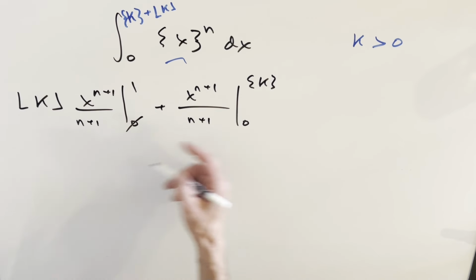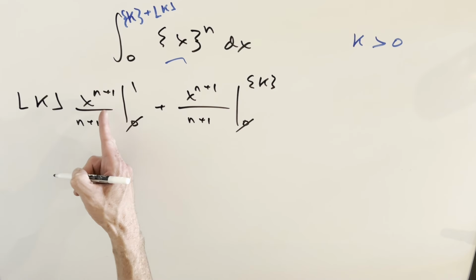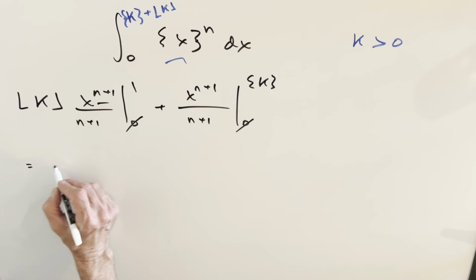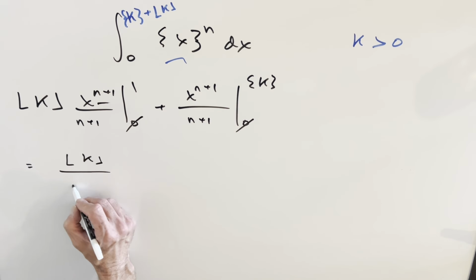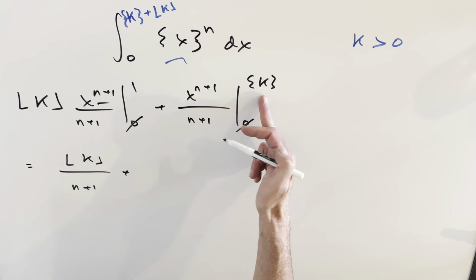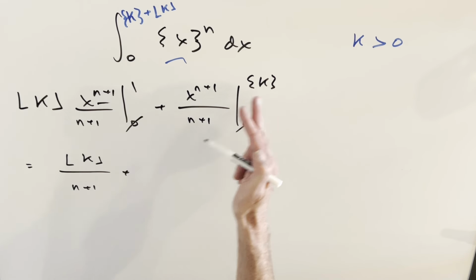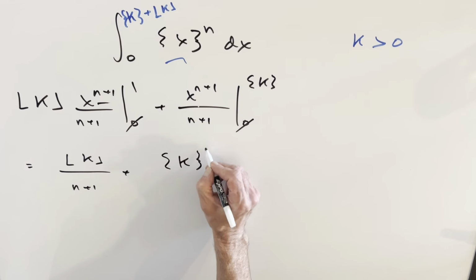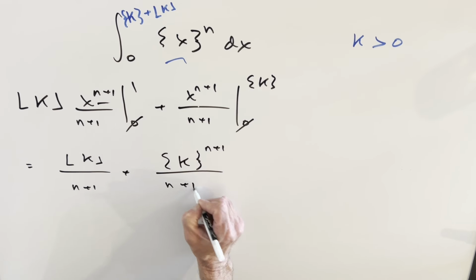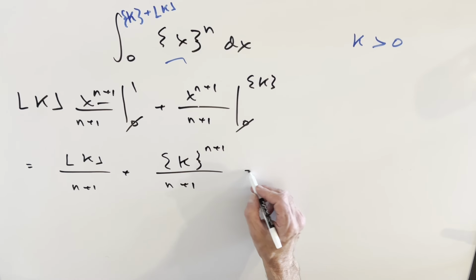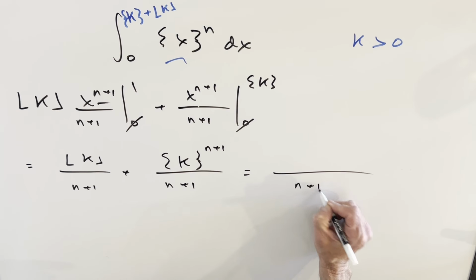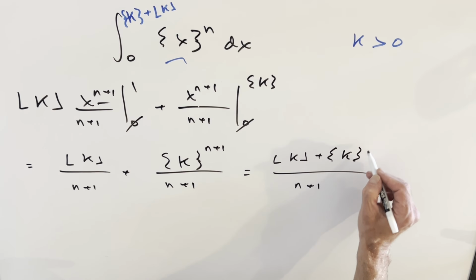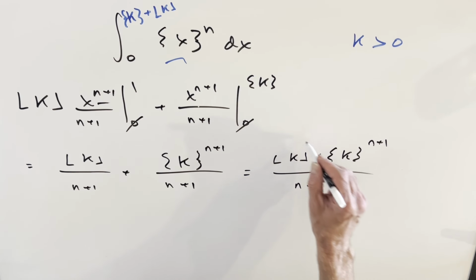Okay, now we go ahead and evaluate. Notice that 0 is going to zero everything out when you plug in here. Over here, you plug in 1, the exponent doesn't matter, so it's just going to be a 1 right there. So what we're going to get is floor of k over n plus 1. And then here, just plug that in. That's just going to be whatever it is. So it's just going to be the fraction part of k to the n plus 1 over n plus 1. And we have the common denominator, so what I'll do is just put that together. For my final solution, we just get floor of k plus fraction part of k to the n plus 1, over n plus 1, and that's it.